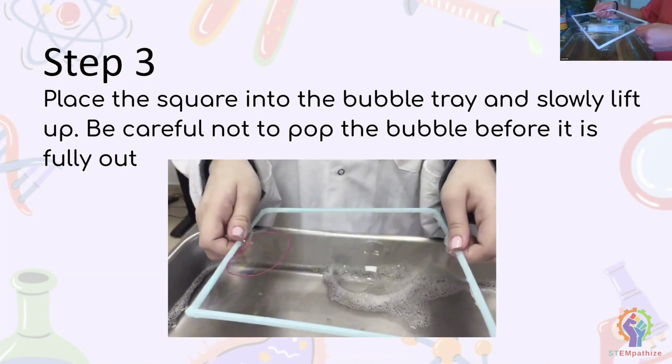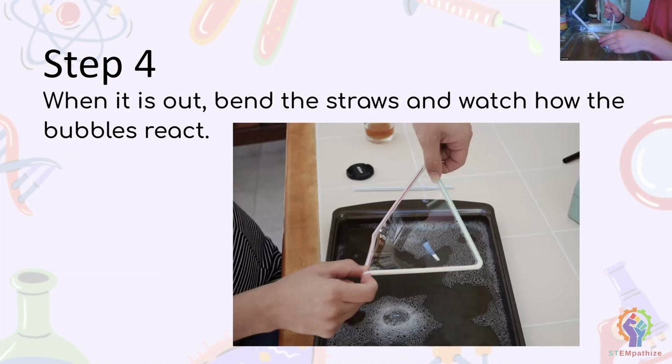It's super cool. It's kind of hard to show on the video. And it popped. But there's a bunch of rainbow little flowy lines you can see. It's really, really cool. Our fourth step, okay, we are going to be bending the straws and watching how the bubbles react. So let's get a bubble first.